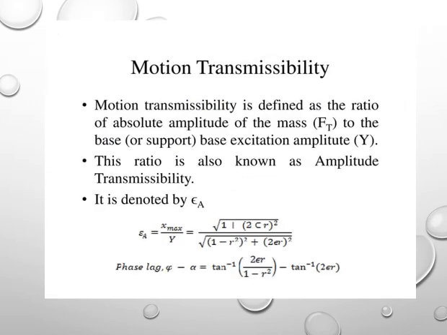Next one is motion transmissibility. It is defined as the ratio of the absolute amplitude of the mass to the base excitation amplitude. It is also known as amplitude transmissibility. It is denoted as epsilon A equal to x max by y, equal to the square root of (1 plus (2 C by Cc r) the whole square) by the root of (1 minus r square) the whole square plus (2 epsilon r) the whole square.